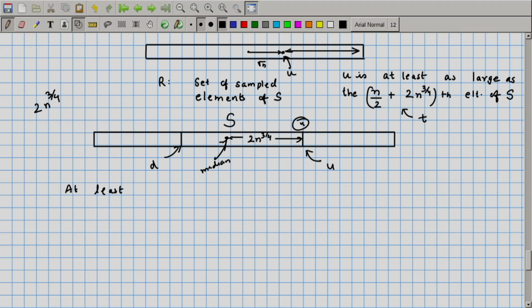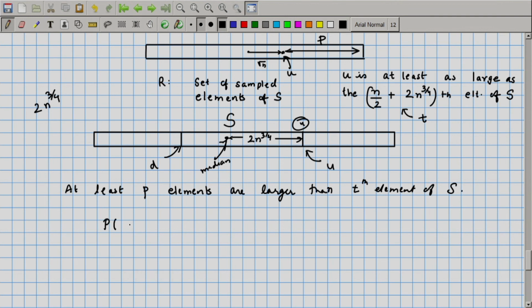So, at least T elements, so let us call this as P, at least P elements are larger than the Tth element of S. If we pick one element, what is the probability that it is greater than the Tth element? Well, that is going to be, so probability that a sampled element is greater than T is going to be equal to n minus T by n.